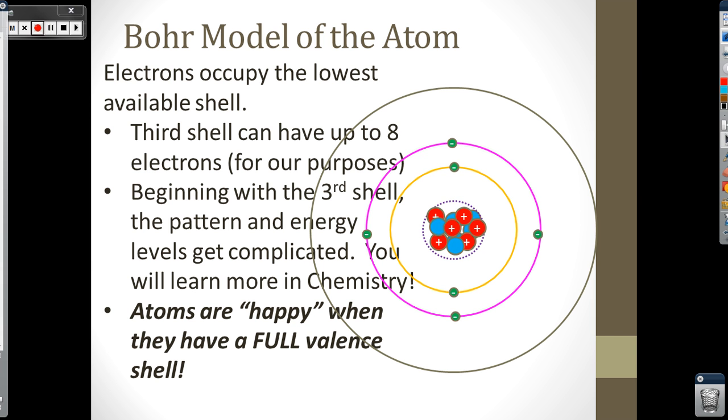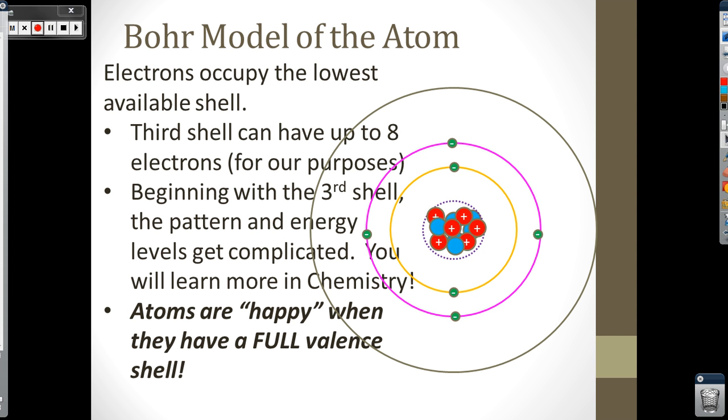When you get into chemistry, you'll learn all about the rules for how energy levels are populated, and it gets very complicated as soon as you reach the third shell, and that's why we're not talking about it. All of the atoms that we're going to talk about contain a maximum of 2 electrons in the first shell, 8 electrons in the second shell, and 8 electrons in the third shell. Other than that, you will learn more in chemistry. It's actually very interesting, but it's much more complicated than we need to learn here.